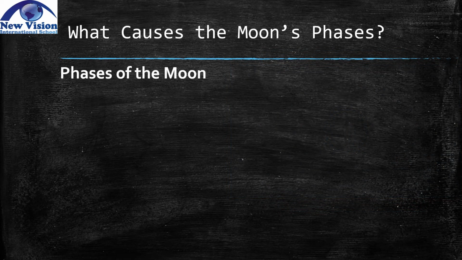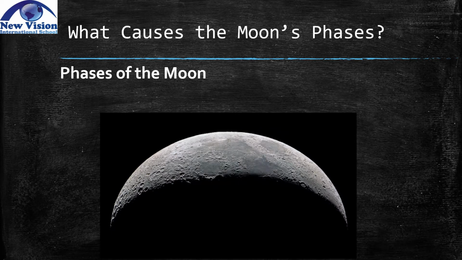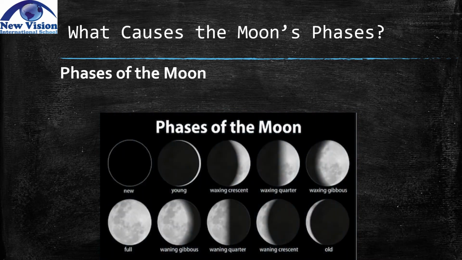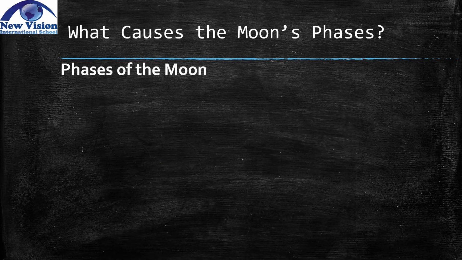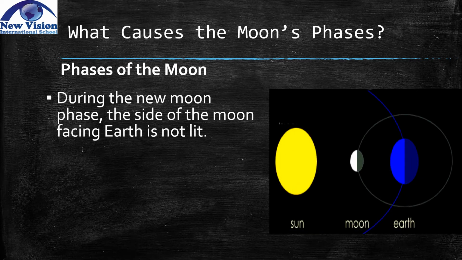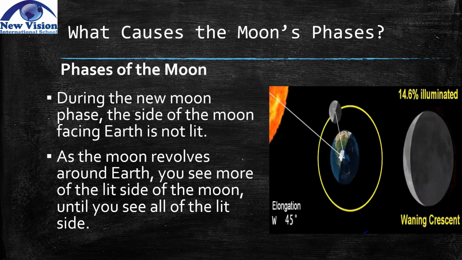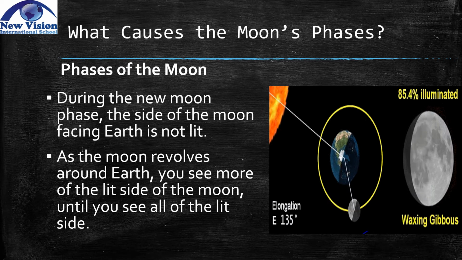Phases of the moon. Half of the moon is almost always in sunlight. But since the moon orbits Earth, you see the moon from different angles. The phase of the moon you see depends on how much of the sunlit side of the moon faces Earth. During the new moon phase, the side of the moon facing Earth is not lit. As the moon revolves around the Earth, you see more of the lit side of the moon until you see all of the lit side.